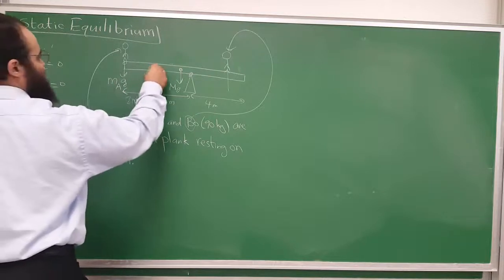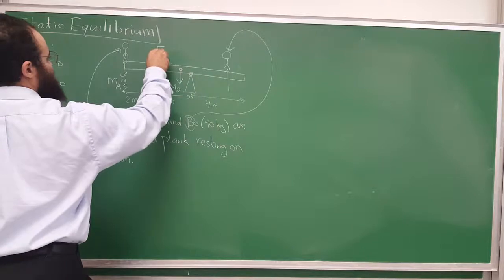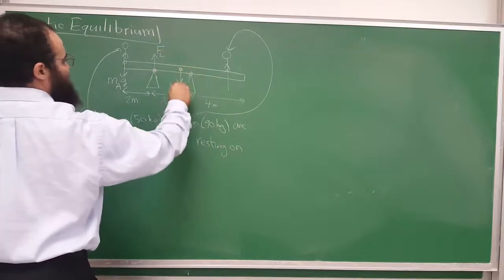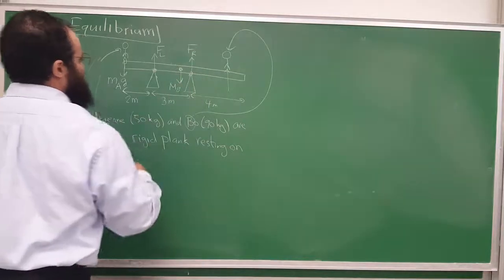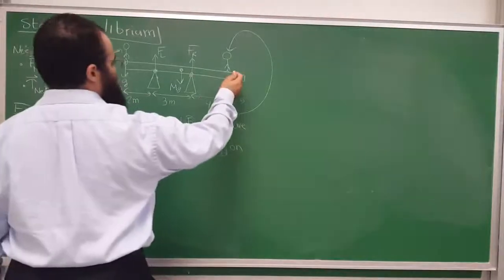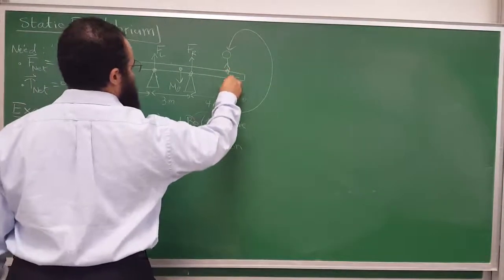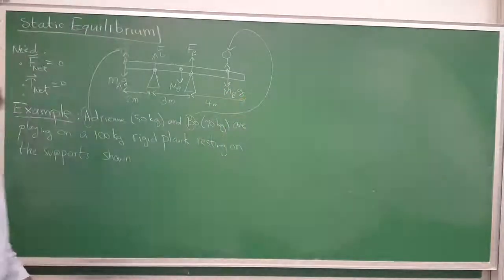And then there is the normal force from the support here, the force from the left support. And then there is the Mg here, and then there is the force from the right support, right? The force from the right support. And then there is the force from Bo here, which is his mass times gravity, the mass of Bo times gravity. So you get 5 forces. Yeah, 5 forces on this plank, and we would like it to stay in equilibrium.